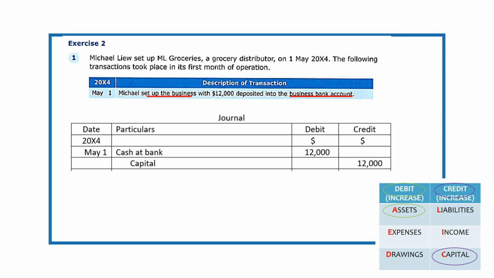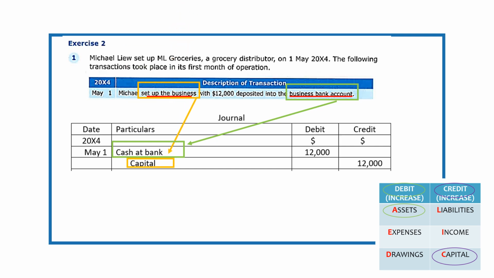When you have the business bank account, that would generally mean that you have cash at bank. You have to understand that when money is brought into the business, assets go up. So assets go up, and it will be a debit. As you can see, with this AEDLIC that we have done in class previously, debit will be for assets that are increasing. So that's why we have our cash at bank, and we will have the 12,000 on the debit side. Now, the other one will be setting up the business.